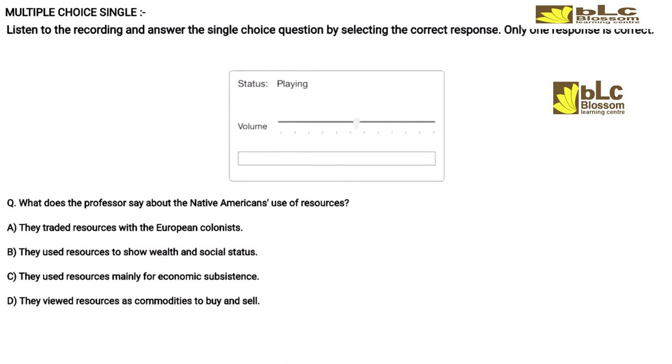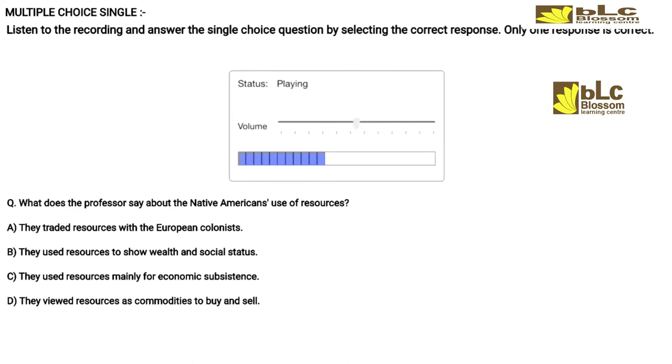The professor is talking about economics in colonial New England. We know that in colonial New England, the Native Americans, compared to the European colonists, had a far greater knowledge of what resources in the environment could be eaten or made useful. Native Americans used a wide range of resources for economic subsistence, and these resources were simply used by the family that acquired them. Only a few resources were accumulated for the purpose of showing a person's social status, for example, shells, furs, and ornaments of the hunt.